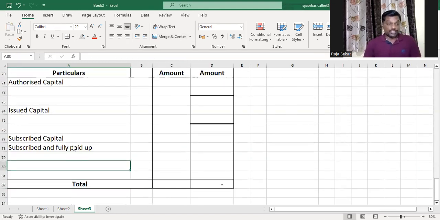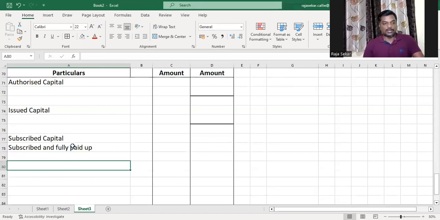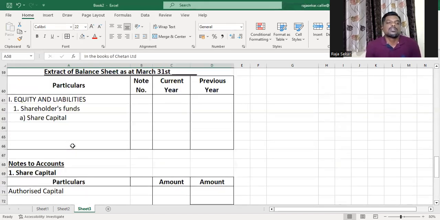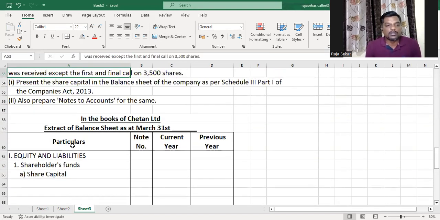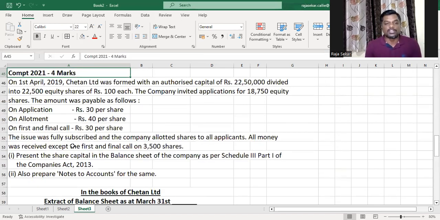And we have subscribed but not fully paid up in this question because there is a calls scenario, which means what? Even if those shares have been fully called up, they have not been fully paid up because the person holding 3,500 shares did not pay. Understood? So let's start solving the question.